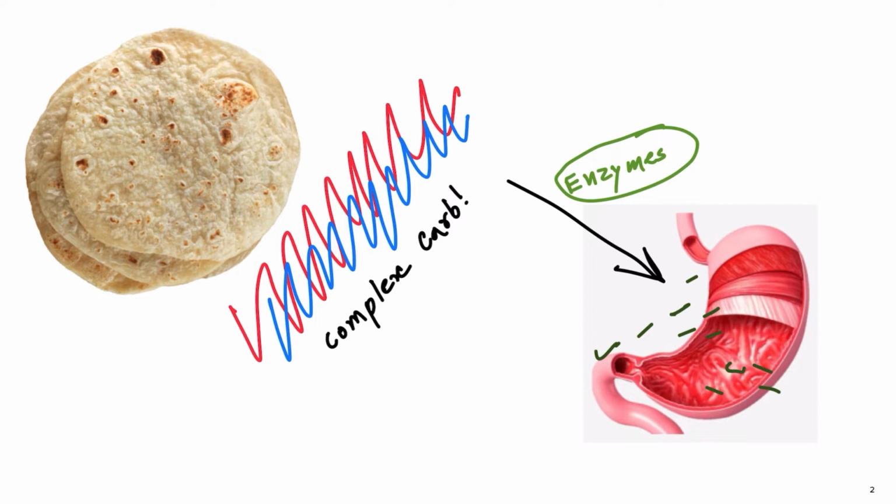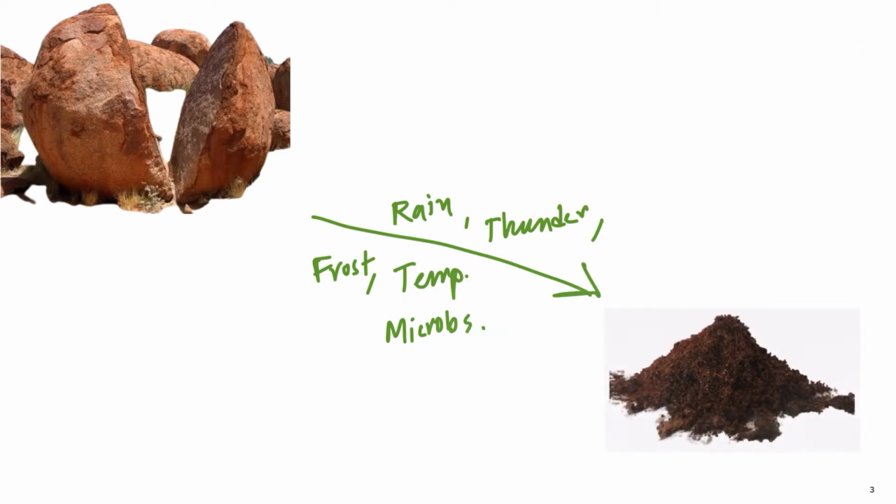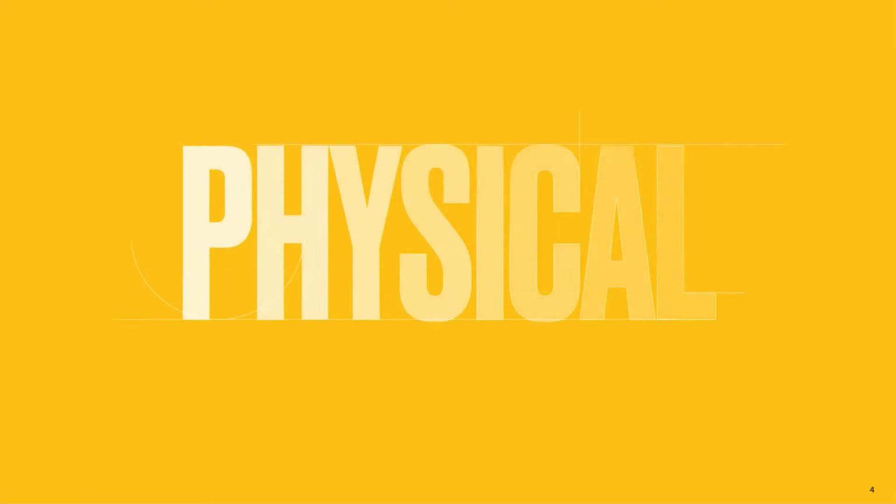So here also, the rock, which has minerals and everything in a solid manner, breaks down by a process called weathering, which is actually a bunch of events like rain, thunder, temperature, frost, microbes and many other things, and then we get the soil. This whole process is called weathering. Weathering can be of three types: physical weathering, chemical weathering, and biological weathering. We will discuss each of them.